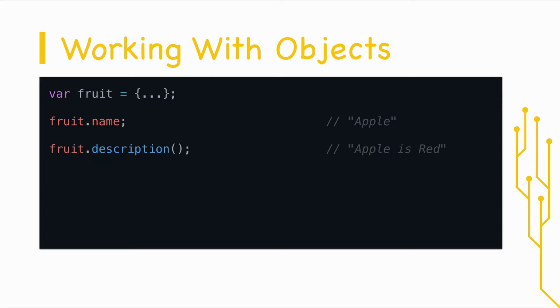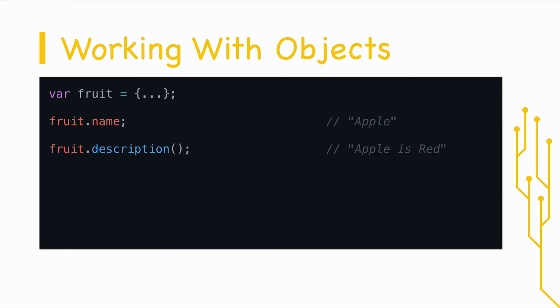Similarly, we can type in fruit.description, and remember the description property is actually a method, because the value it contains is a function. So in order to actually execute the method, we need to put in a pair of parentheses at the end. So we type in fruit.description, and then a pair of parentheses to actually execute the method, and then finally a semicolon to end the statement. And as you can see, the result is apple is red, and that is how the description method should work.